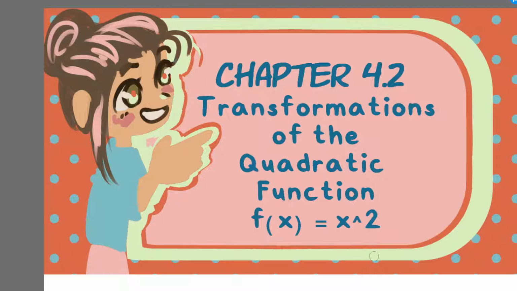So today in this video, we're going to be covering chapter 4.2, which is transformations of the quadratic function f of x equals x squared. I made a whole video for this. It was like 15 minutes long or something like that, and there was no audio. And so we're dealing with that. So let's just get right into it.